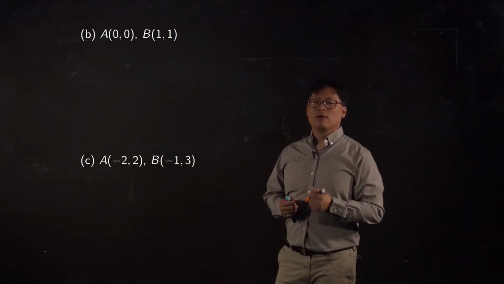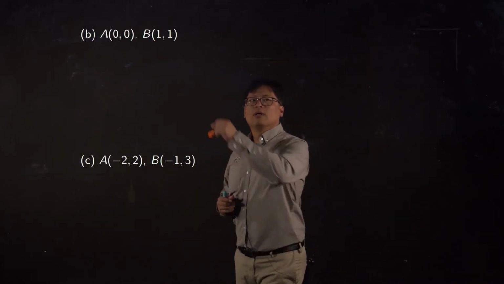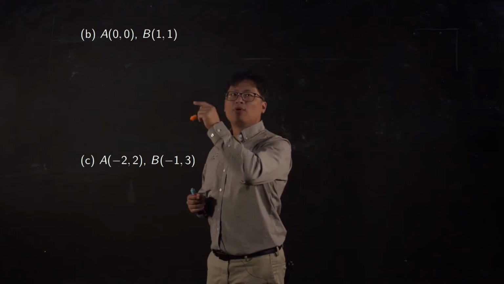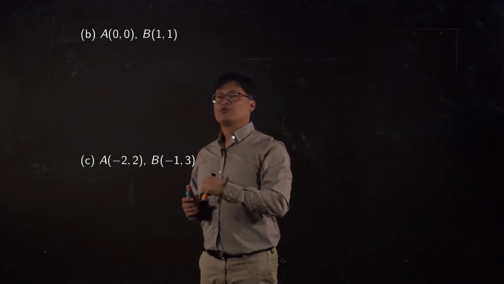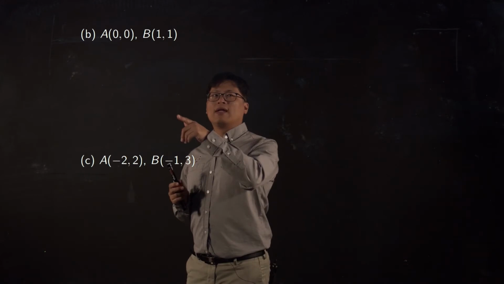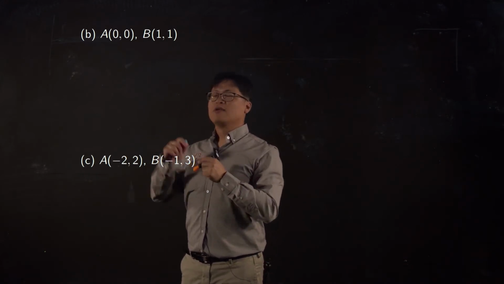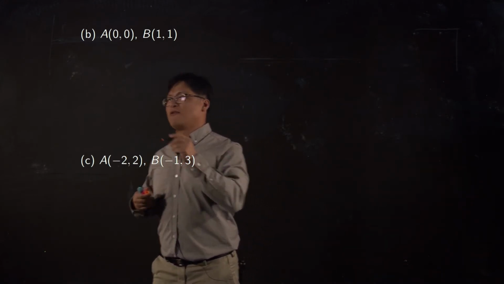Okay, let me give you a couple more examples, okay? So here we go. The problem B, the initial point is 0, 0, and your terminal point is 1, 1. Before writing this as a vector notation, let me show you the graph first, okay?